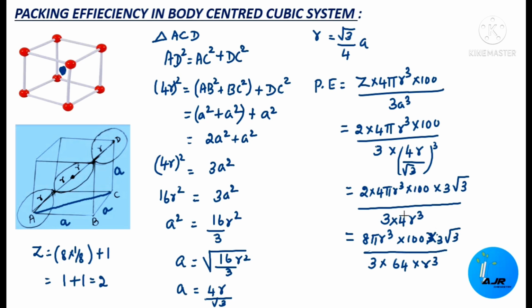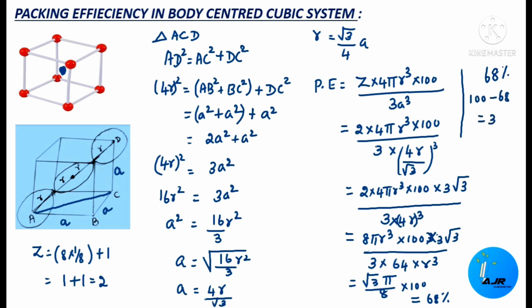Now when you simplify this, finally you will get root 3 pi divided by 8 into 100. So finally you will get 68%. Now what is the space occupied? Space occupied is 68%. What is the empty space? Empty space is equal to 100 minus 68, so that's equal to 32%.